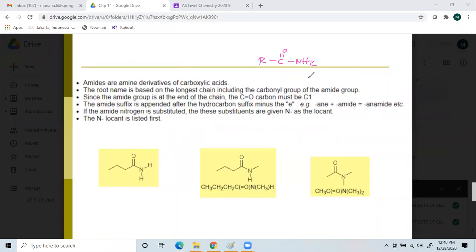So this is the structure of the amide bond, RCONH2. The root name is based on the longest chain, including the carbonyl group of the amide. Since the amide group is at the end of the chain, the CO carbon must be number one. The amide suffix is appended after the hydrocarbon name minus the e, e.g. ene with amide becomes enamide. So let's say if I have CH3CONH2, before, the name would be ethane. But because this is an amide, CONH2, the name will be ethanamide.